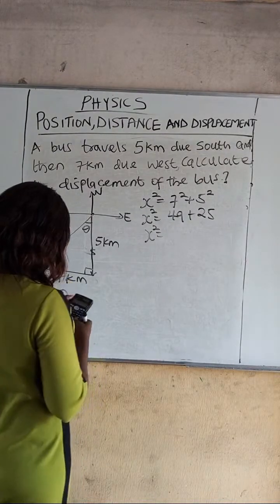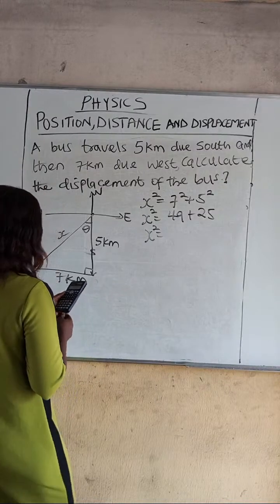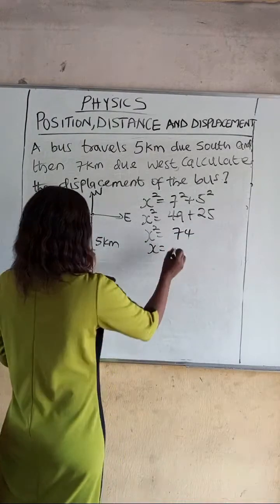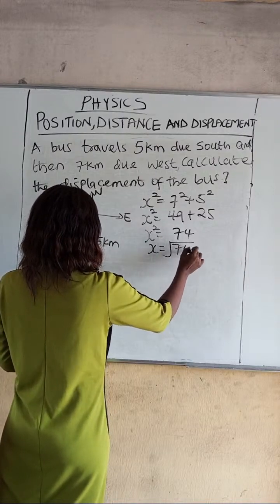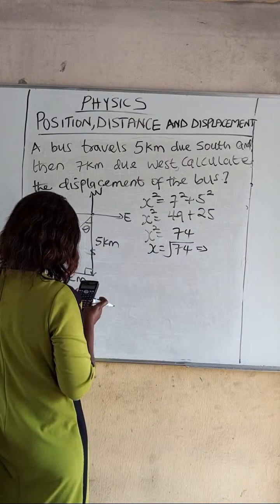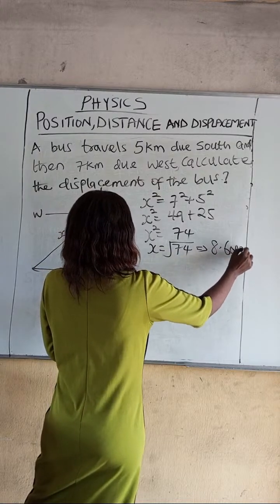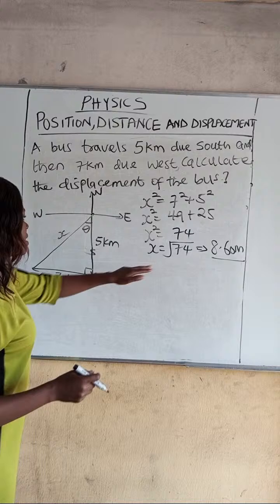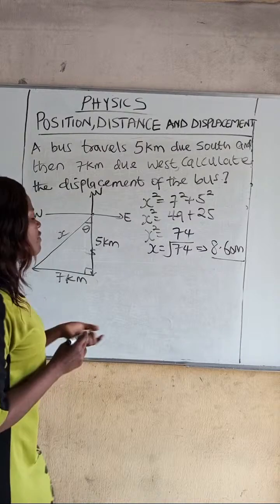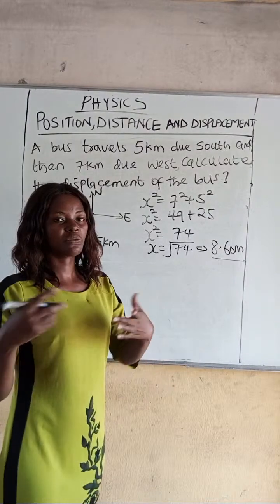So we are going to use our calculator to add 49 plus 25. So I have 74. Okay, then x is equal to, I'll just take the root of both sides to have what? Root of 74 is going to give me 8.60 meters, right? This is my distance or magnitude, because a vector quantity has both magnitude and direction. Now, since we have gotten this, the next is for us to find the direction.